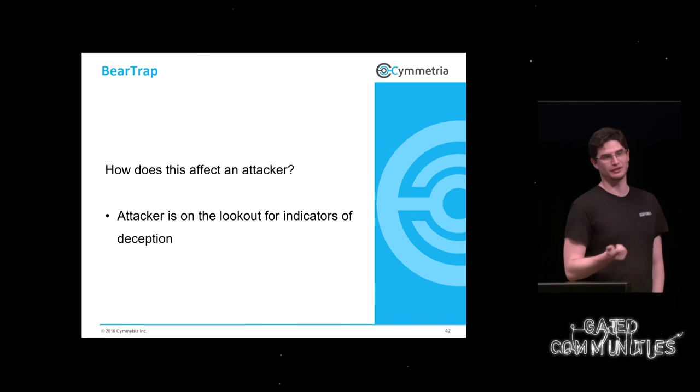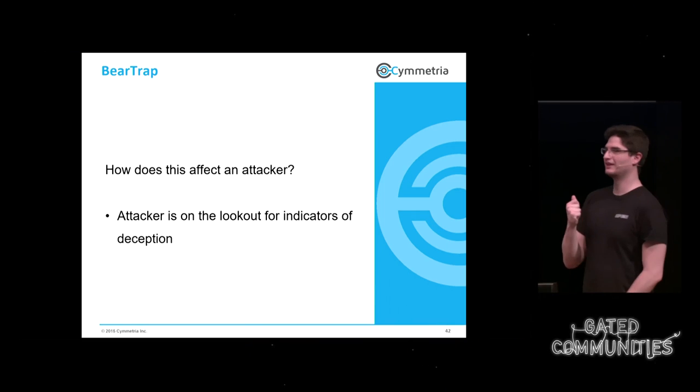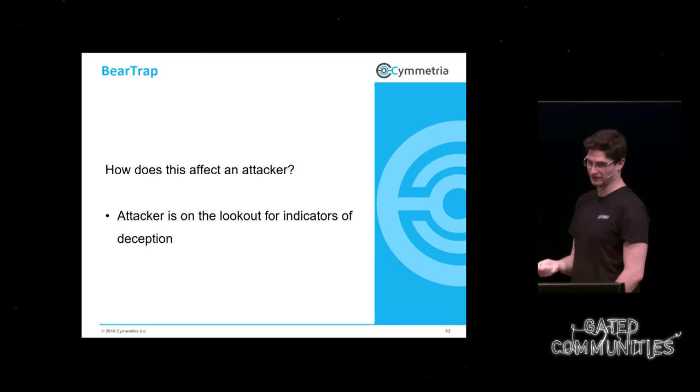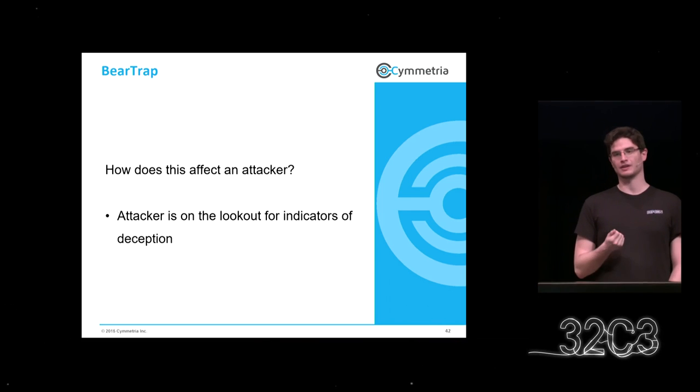Right. So what we learned from Bear Trap's work is that if you implement the service, it's much, much smarter, much more deceiving to an attacker. But now if we're looking at this from an attacker's perspective, I should be looking for indicators of deception, right? So now attackers should be looking for the stuff that would make it obvious that this is a honeypot, like that Bear Trap part in the banner, right?